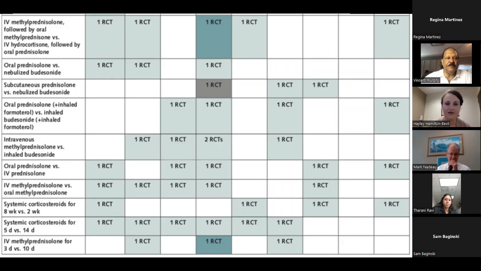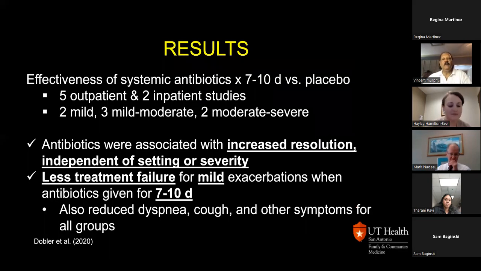Okay, so continuing for our results. This is one of the main take-home slides right here. They looked at effectiveness of systemic antibiotics that they gave for a week to 10 days versus placebo or management without antibiotics. They looked at it in 7 studies, some of which were outpatient, others inpatient. They had 2 mild, 3 that were mild to moderate, 2 moderate to severe, so a range of severities. They found that antibiotics were associated with increased resolution independent of the setting or severity.